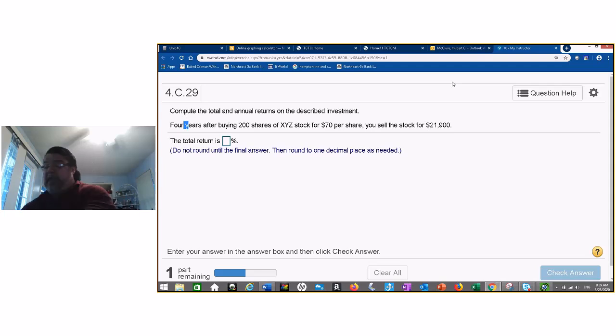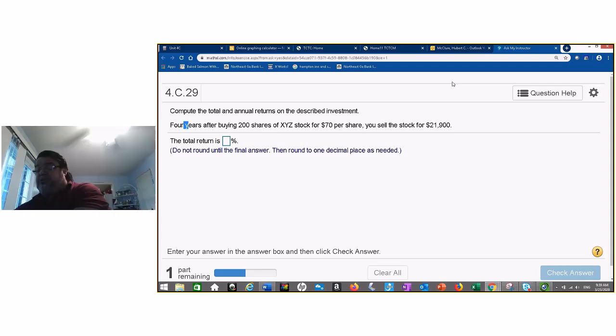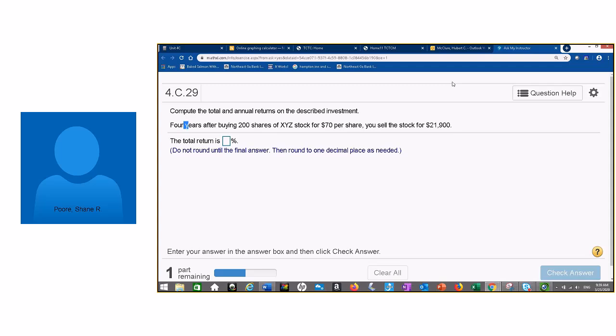Well, first of all, let's find out how much we have at the end of 4 years. So, 4 years, you got 200 shares, so 200 times $70 a share. What does that come out to? Well, that's going to be what, 14,000? Yes, sir.